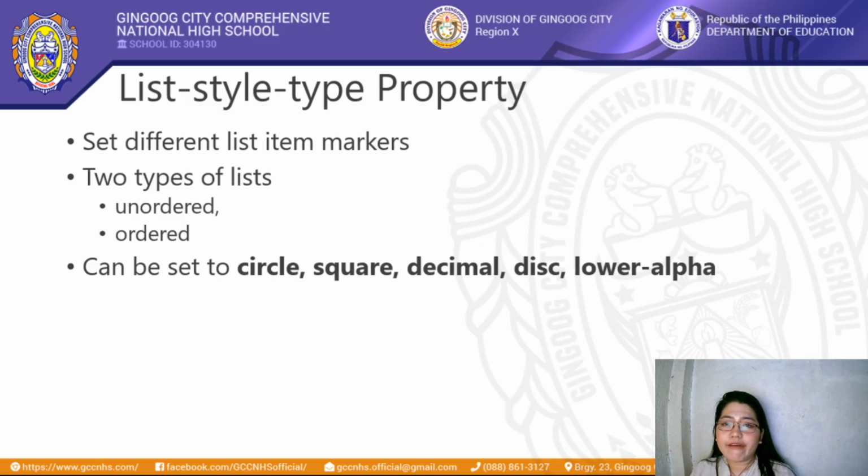So we also have the list style property. The CSS list properties allow us to set different list item markers. In HTML, there are two types of list: the unordered list, where the list items are marked with bullets, and the ordered list, where the list items are marked with a number or letter. With CSS, lists can be styled further and images can be used as the list item marker. One of the ways is the list-style-type property, which can be set to circle, square, decimal, disk, lower-alpha, and others. So let's look at this example.